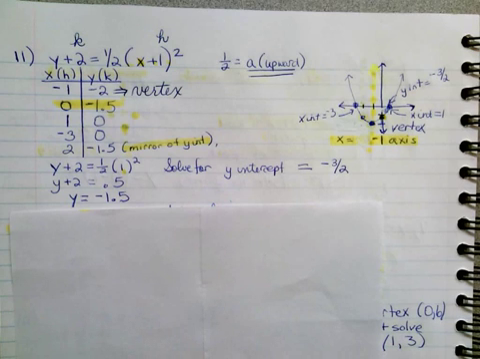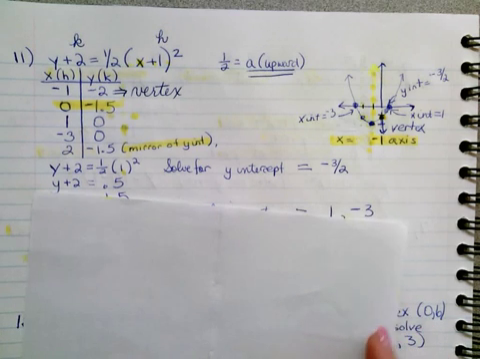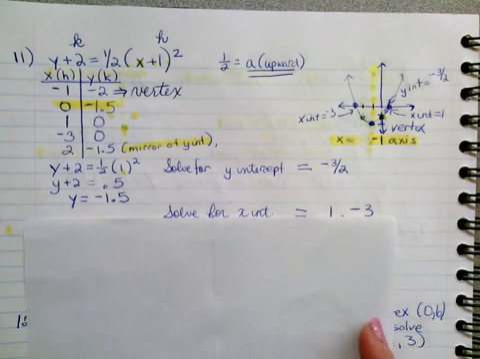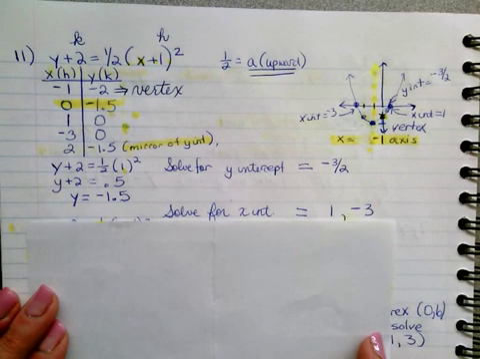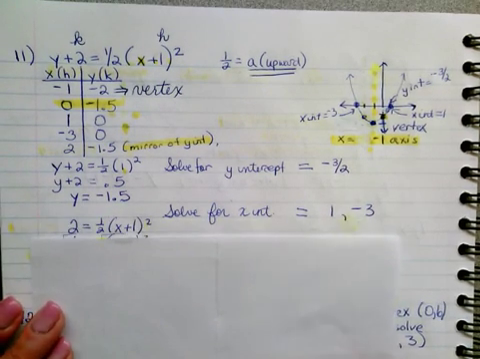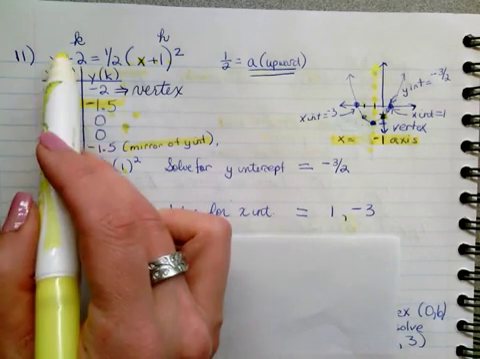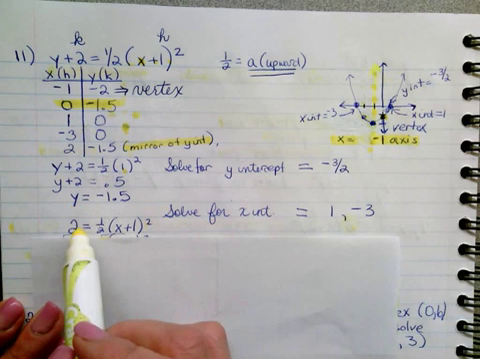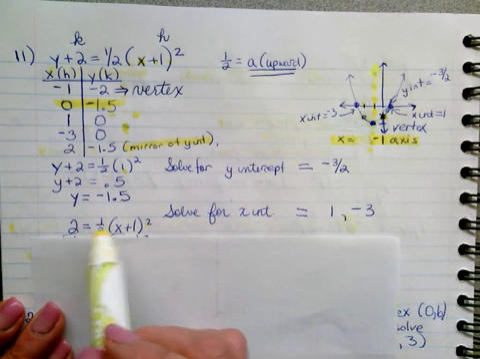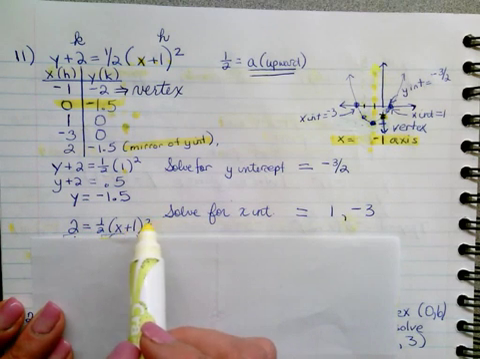Finally, I need my x-intercepts. X-intercepts are solved by finding what x will be when y is 0. So if y is 0, you get a 2. See, 0 plus 2 is 2. 2 plus 1/2 of x plus 1 squared.